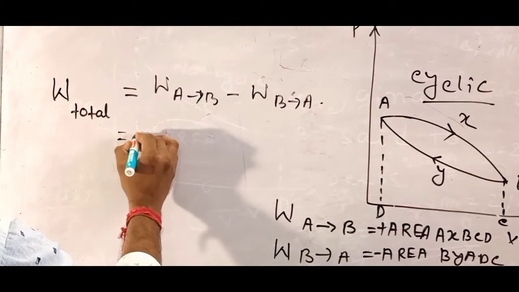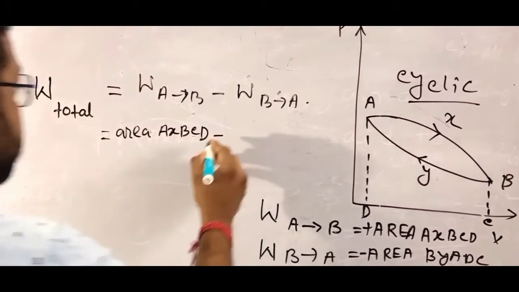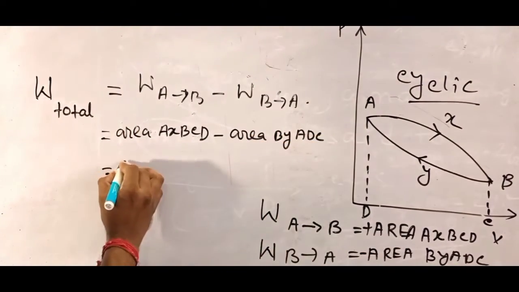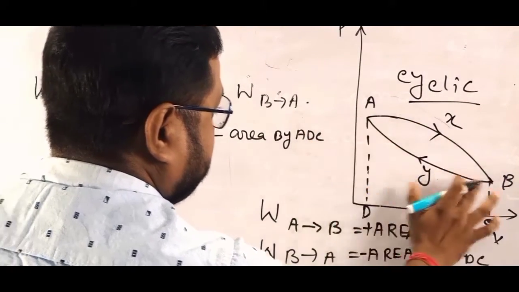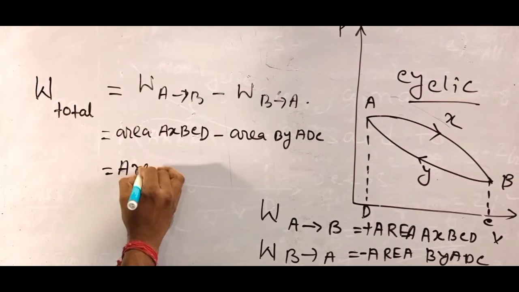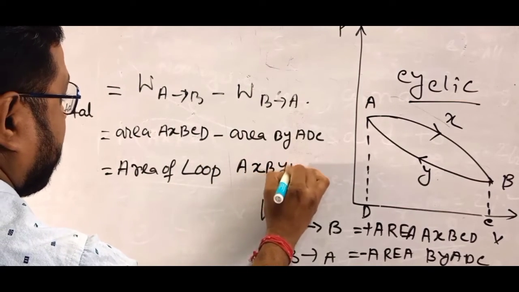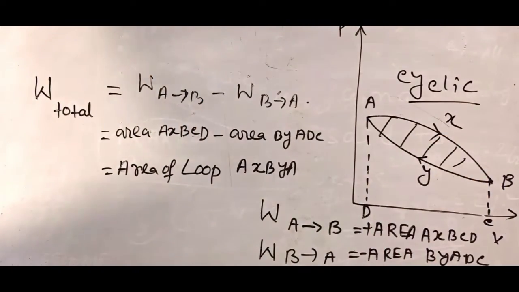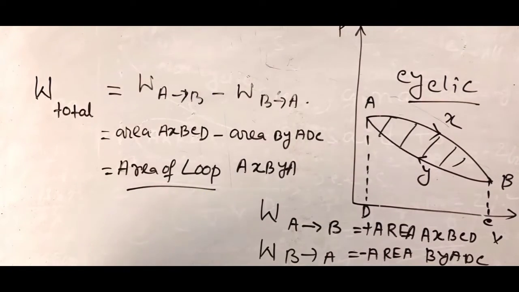That is, area of AXBCD minus area of BYADC, that is the area of this minus the area of this, that is the area of loop AXBYA, this loop AXBYA. So simply for cyclic process, the work done is nothing but the area of the closed loop. The area of the closed loop is work done for any cyclic process.